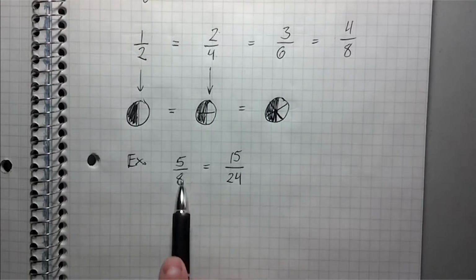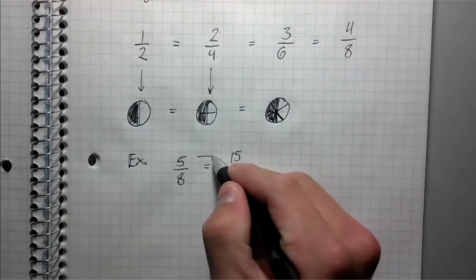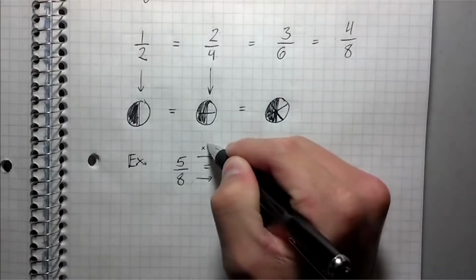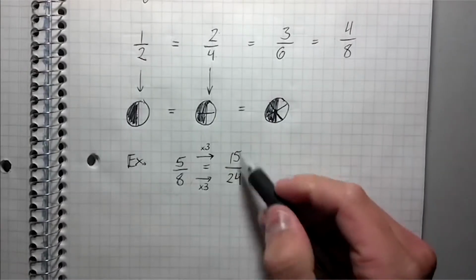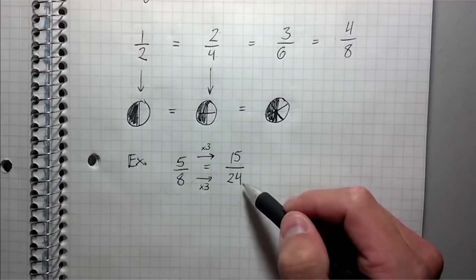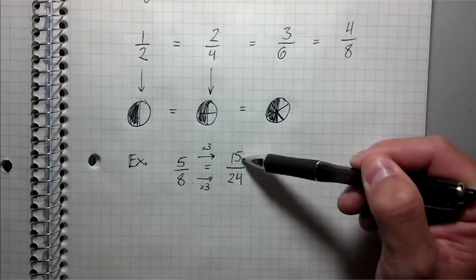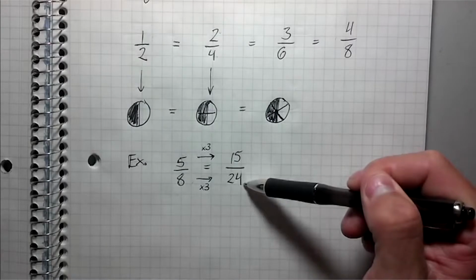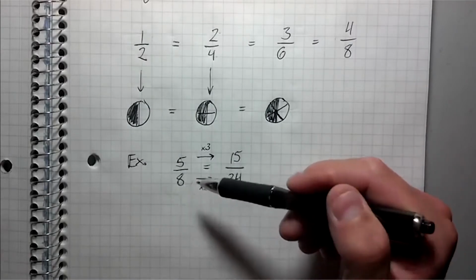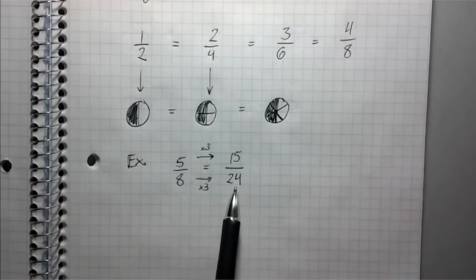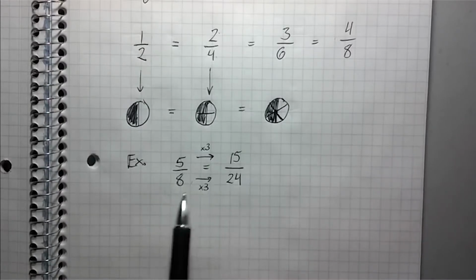And just like I can multiply top and bottom like this, times 3, times 3, and get an equivalent fraction, I can do the same thing going backwards. I can divide. See how if I went 15 divided by 3, I'd get 5, and 24 divided by 3, I'd get 8? So you usually don't make fractions more complicated like this. Usually it's the division. I just want to illustrate that it goes both ways.